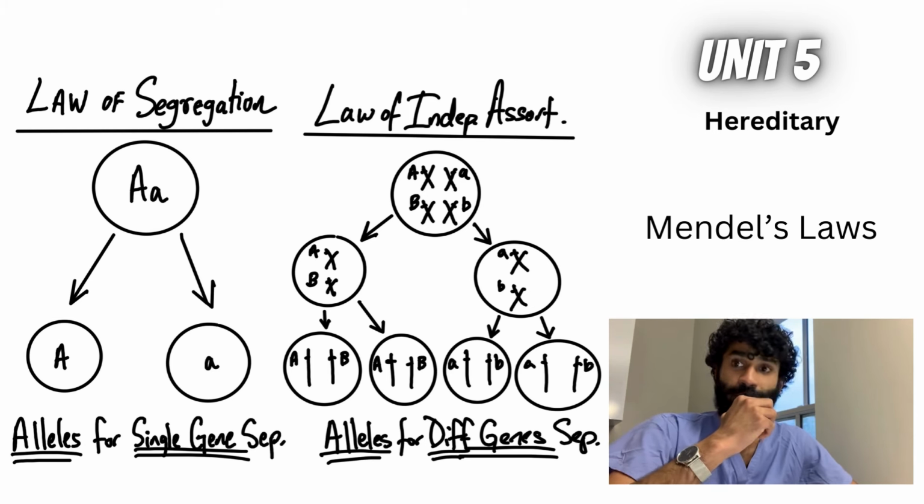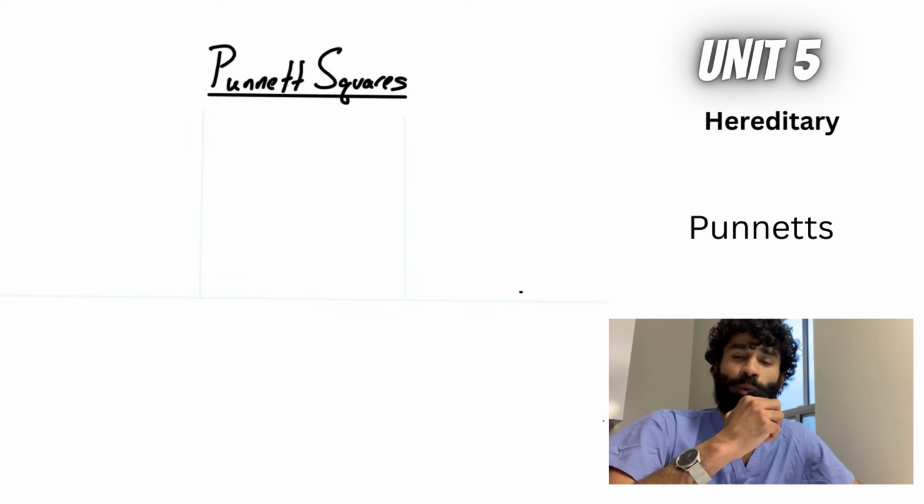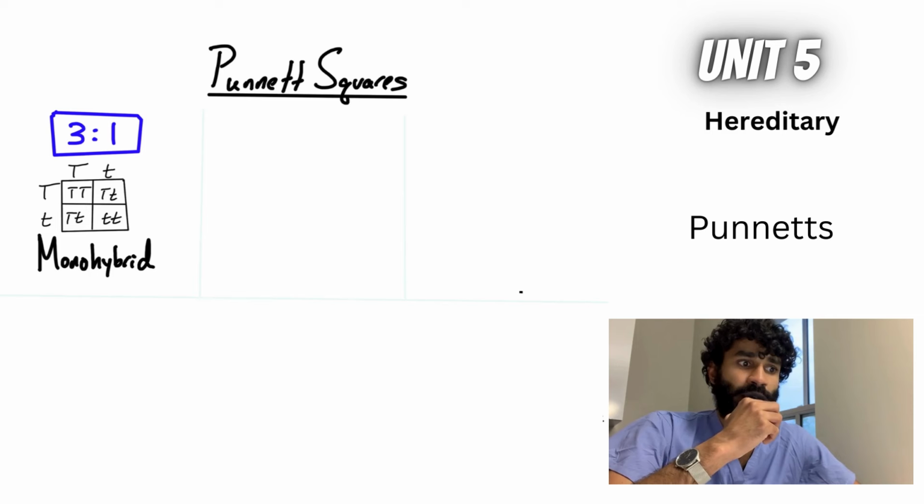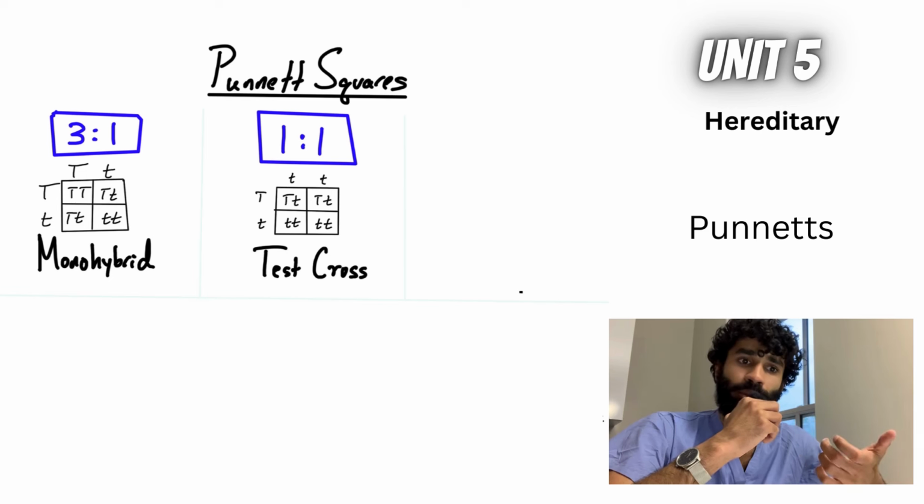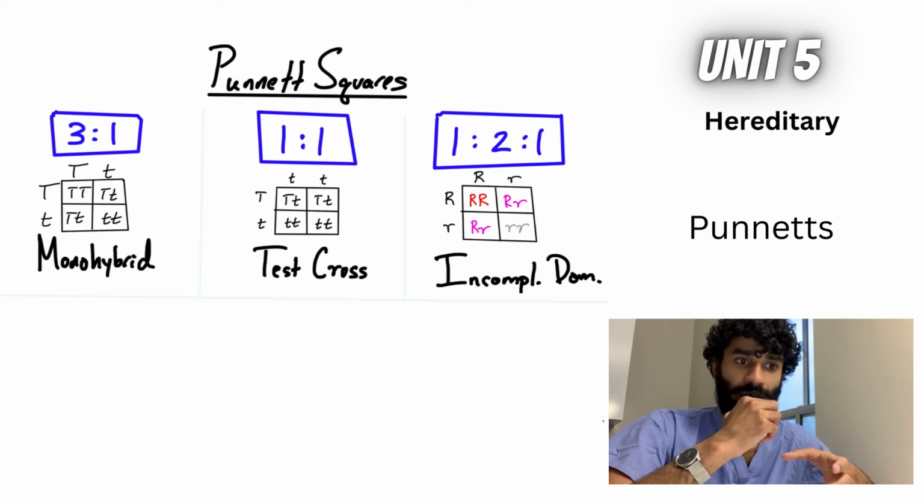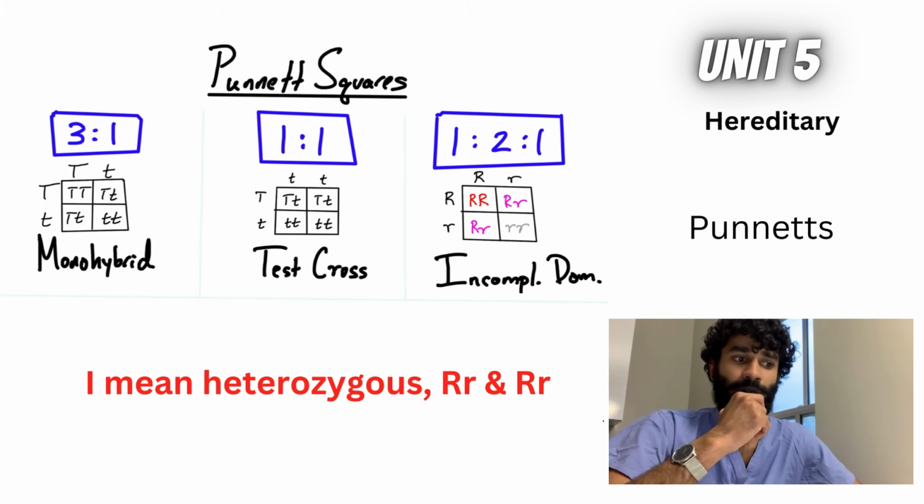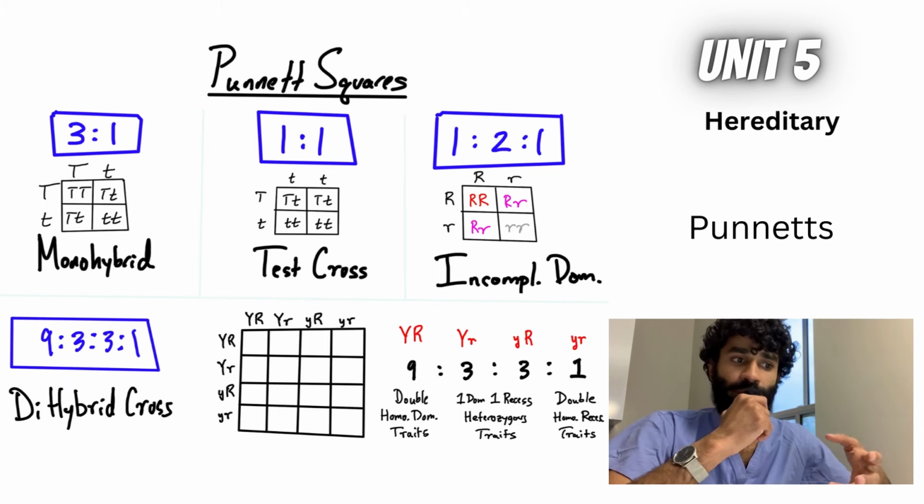The third block is Punnett squares. If you see a 3-to-1 ratio, it's a monohybrid cross where the parents are both hybrids. If you see a 1-to-1 ratio, think test cross, where one parent is a hybrid and the other is a pure recessive. A 1-to-2-to-1 ratio, that should be incomplete dominance, where one parent is a pure recessive and another is pure dominant. And then finally, a 9-3-3-1 ratio, think dihybrid cross, where both parents are hybrids for two different genes.